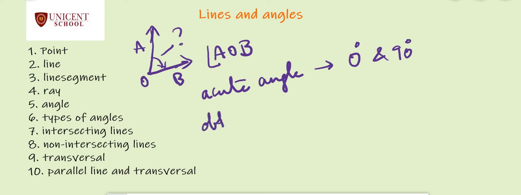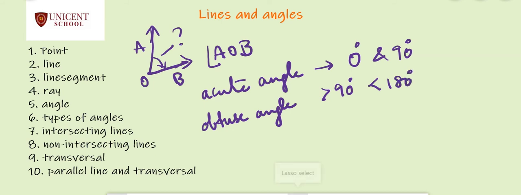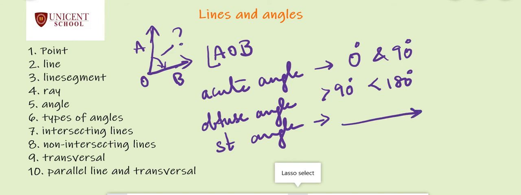Obtuse angle, which is greater than 90 degrees and less than 180 degrees. And what is a straight angle? Straight angle whose measurement, for example, if I take a line and a point on it, and if I want to measure the angle formed at that point A, which is equal to 180, and it is called as a straight angle.